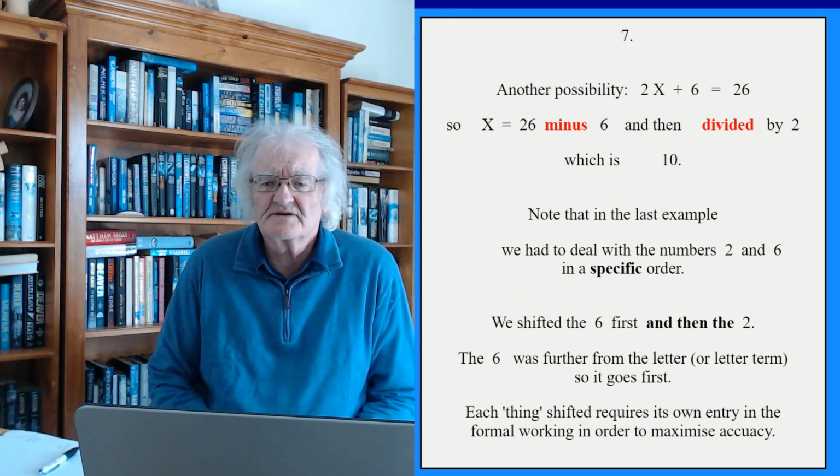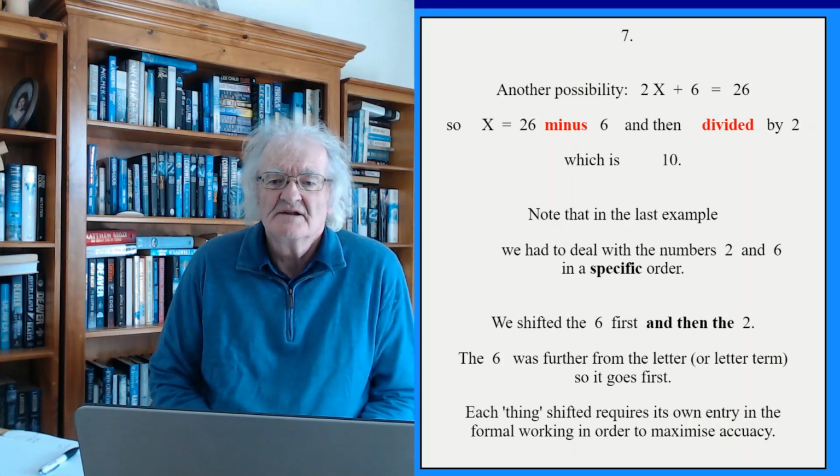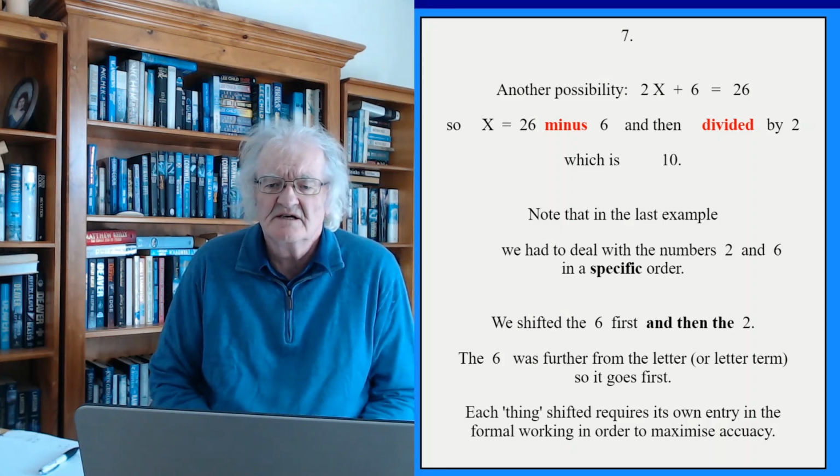Another possibility to consider: 2x plus 6 is 26. So x is 26 minus 6 and then divided by 2, which is 10 again. Notice that in the last example, we had to deal with the numbers 2 and 6 in a specific order. We shifted the 6 first, and then the 2. The 6 was further from the letter, or letter term, so it goes first.